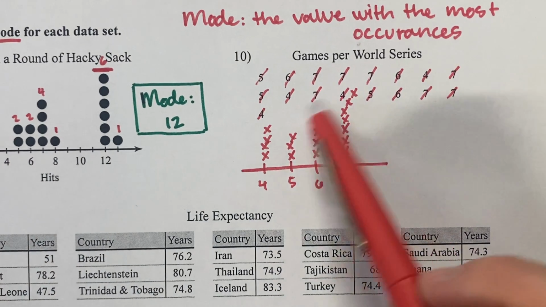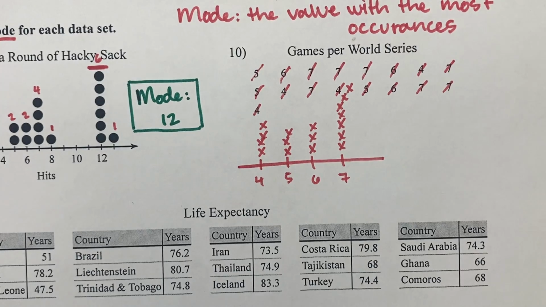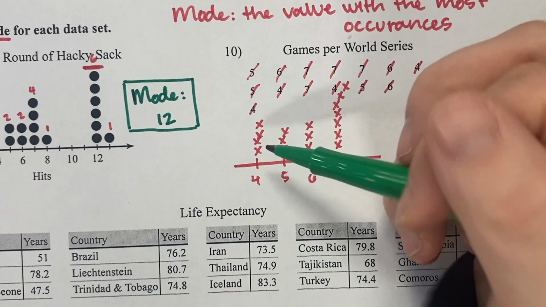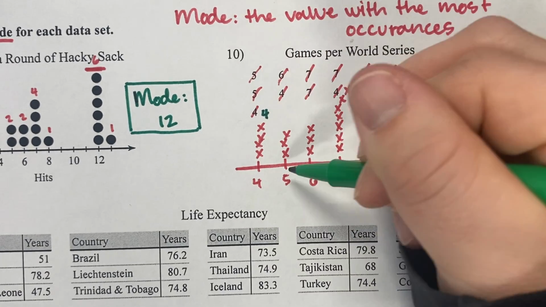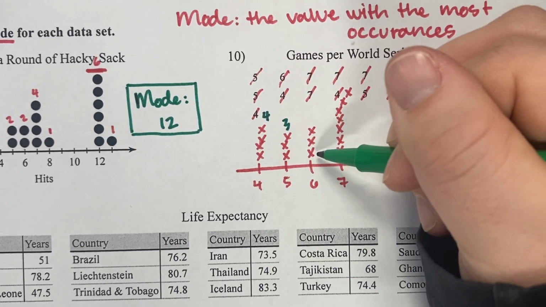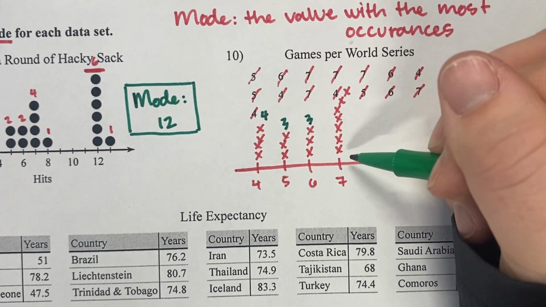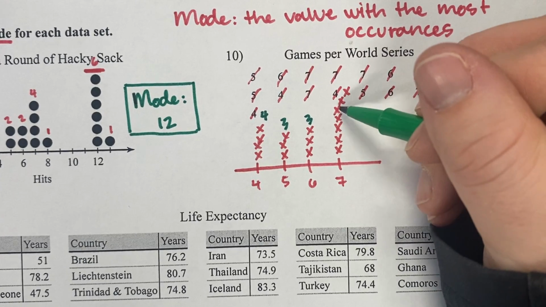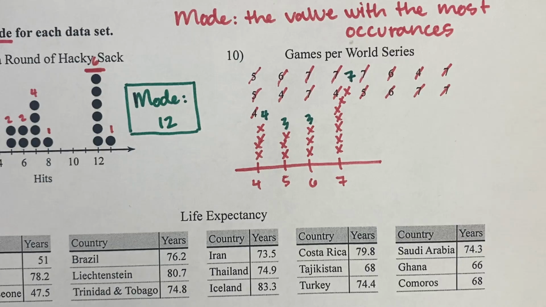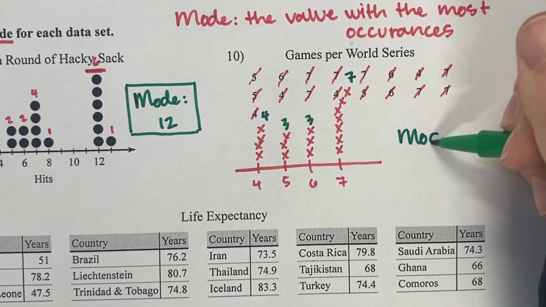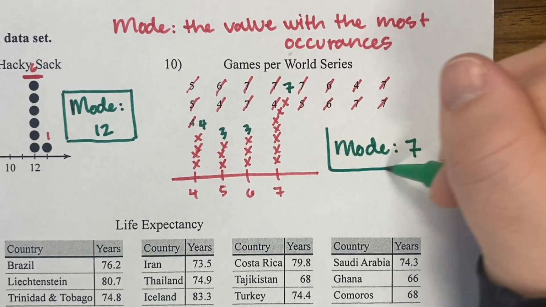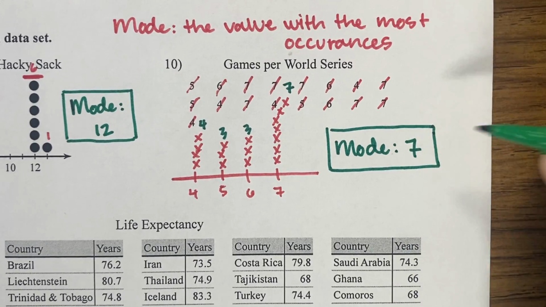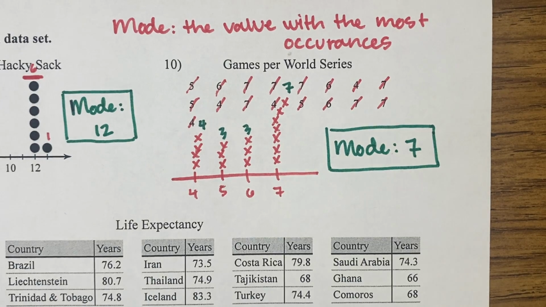Okay, well, I created my little bar graph, whatever you want to call it, to see exactly how many I have. So 4 games, I have 4. For 5 games, I have 3. For 6 games, I also have 3. And for 7, I have 7. Okay, so our mode, the value that occurred the most, was 7. And there we go.